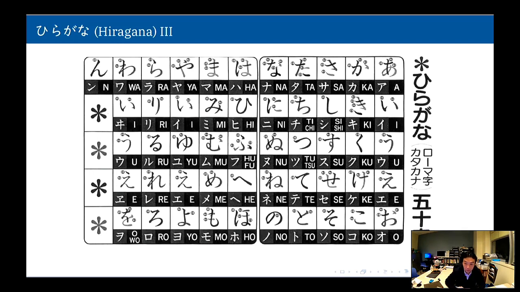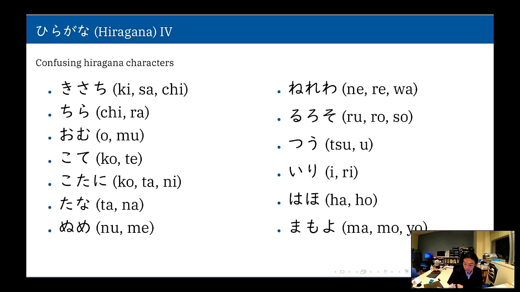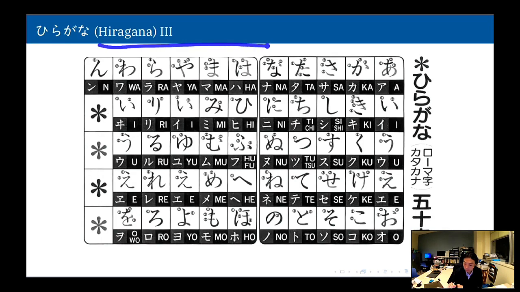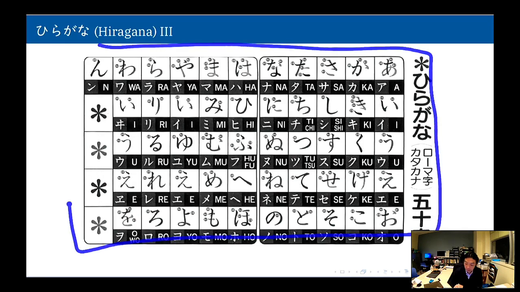Today, I'm going to talk about this. I'm going to present the second part of the Japanese writing system, focusing on hiragana. We already talked about this 50 sound chart, and now we know how to use this.